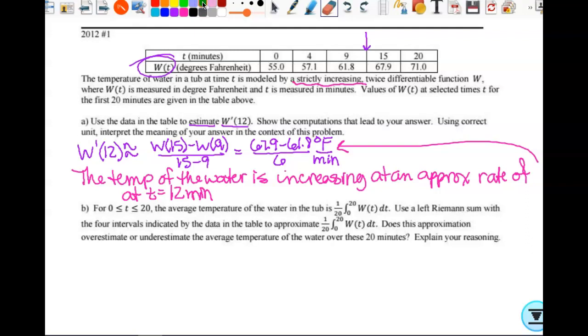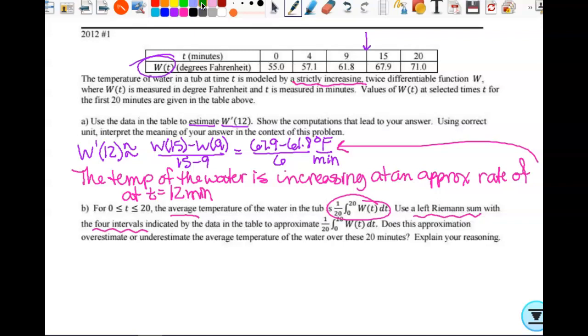So then it says, for t being between 0 and 20, so that's what our table is, the average temperature of the water in the tub is this. So average temperature, and they give us this setup, so we don't even have to come up with it. But it says use a left Riemann sum with 4 intervals indicated by the data in the table to approximate that, and then does the approximation overestimate or underestimate? So let's first start with just finding it, okay?